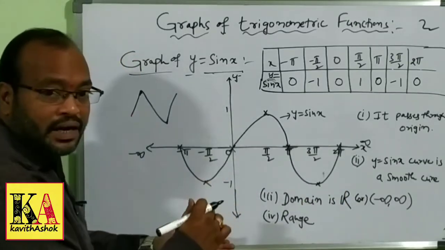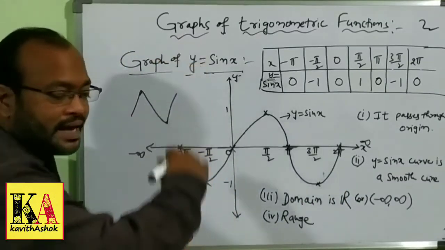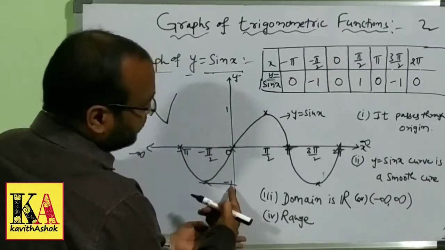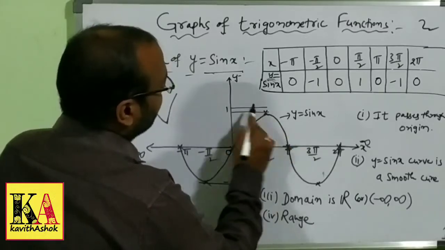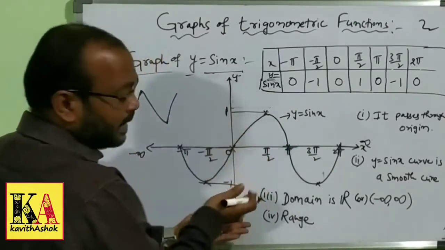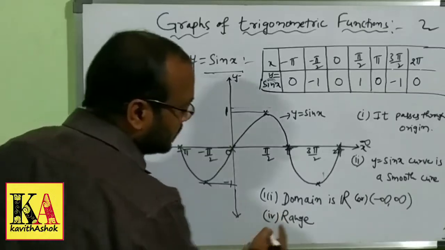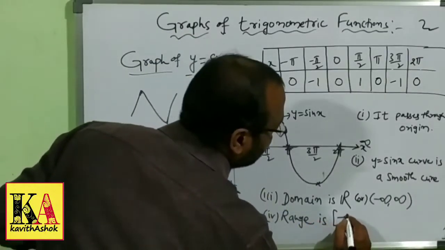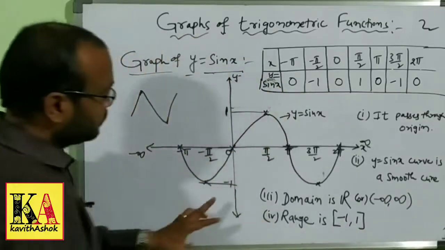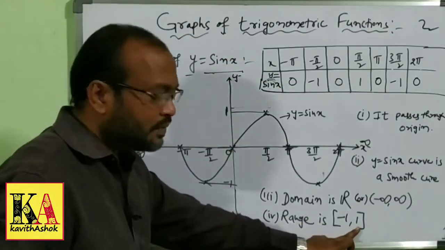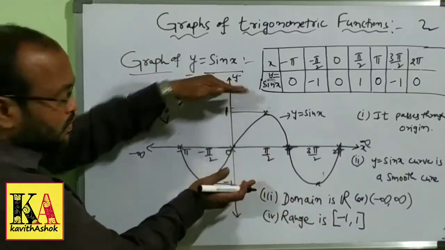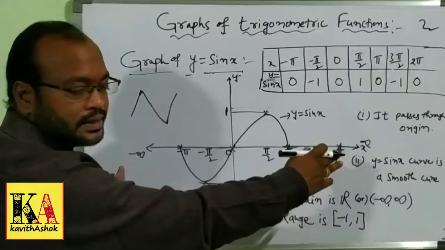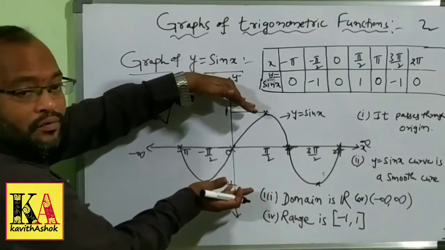Range: if you want to find the range, we have to observe the y-axis. Here the minimum value is minus 1 and the maximum value is 1, so it lies between minus 1 and 1. That's why the range is the closed interval minus 1 comma 1. So if we want the domain, we observe the x-axis; if we want the range, we observe the y-axis.